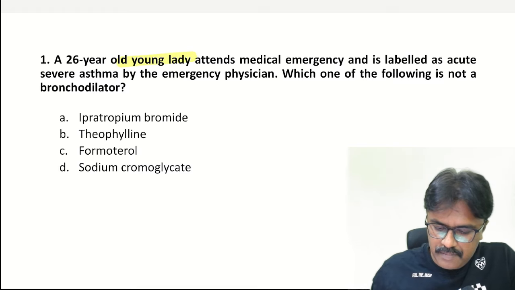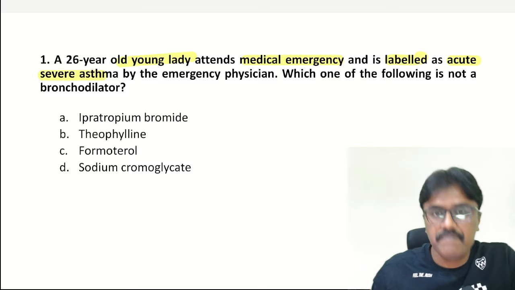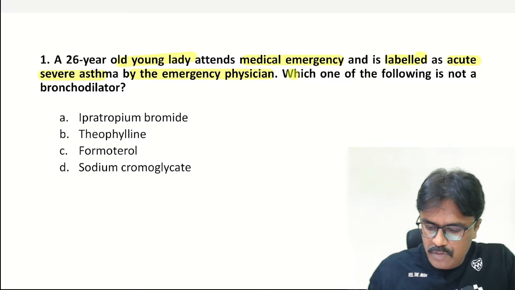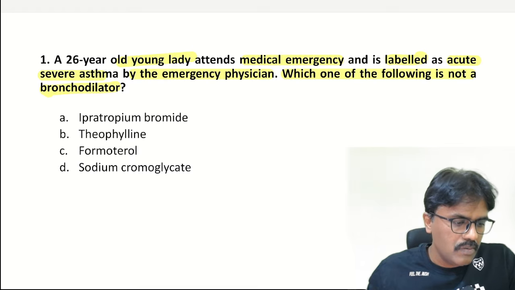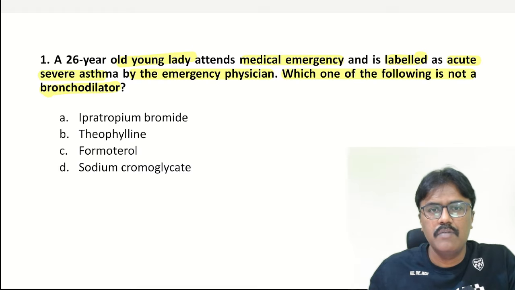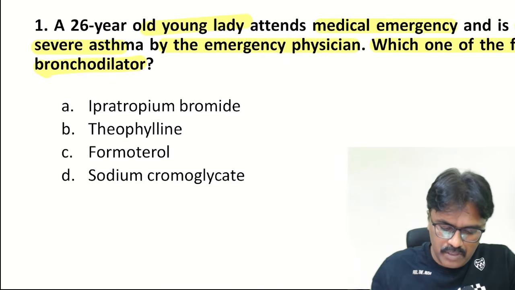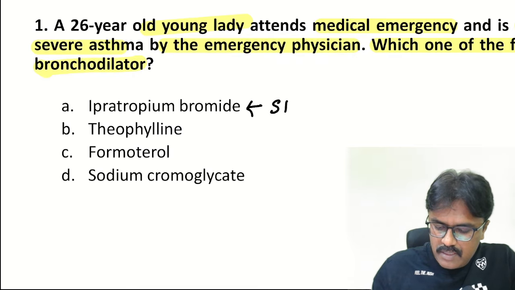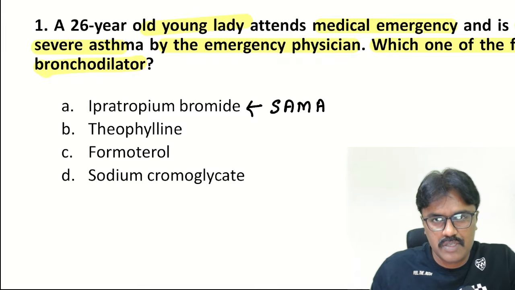A 26-year-old young lady attends medical emergency and is labeled acute severe asthma, also called status asthmaticus, by the emergency physician. Which one of the following is not a bronchodilator? Remember, in emergency, we use bronchodilators. So first option, ipratropium bromide is a bronchodilator. We call it SAMA, which means short-acting muscarinic antagonist.